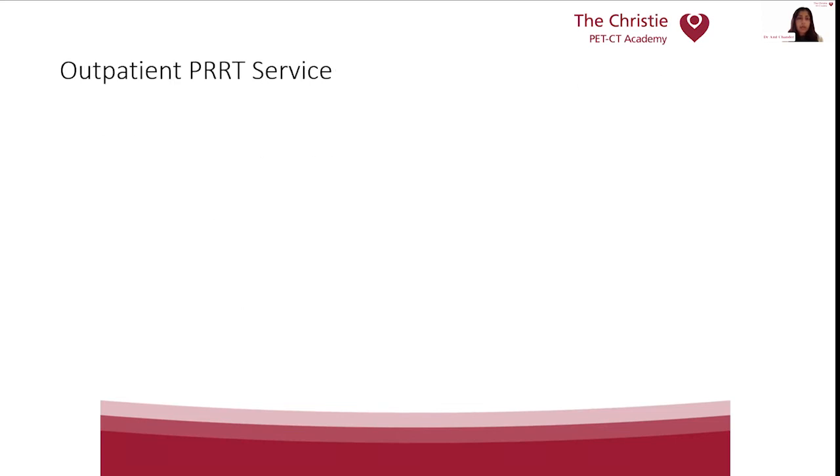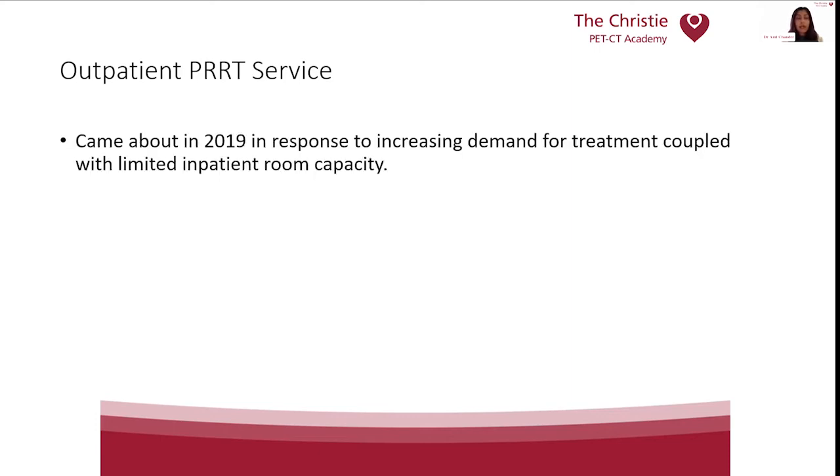So we treat patients both on an inpatient and outpatient basis. And the outpatient PRRT service came about in 2019. So up until that point, they were all inpatients, and it was in response to increasing demand for treatment and with limited inpatient room capacity. So as well as our neuroendocrine tumour patients, we also have other therapies going on, predominantly thyroid ablation with I131 sodium iodide, and those patients come in for a number of days. So that does mean that there's limited capacity for our patients to fit in along with those.